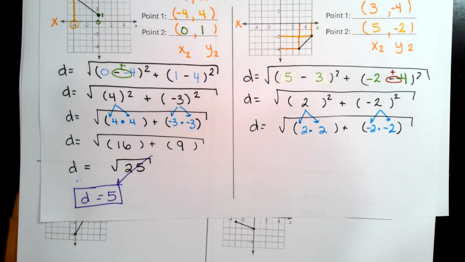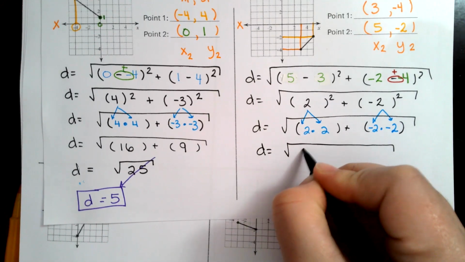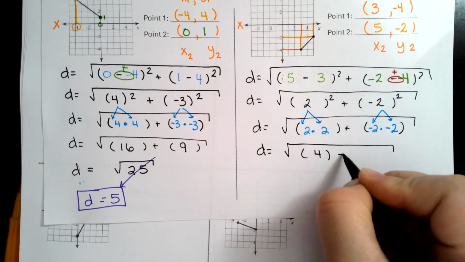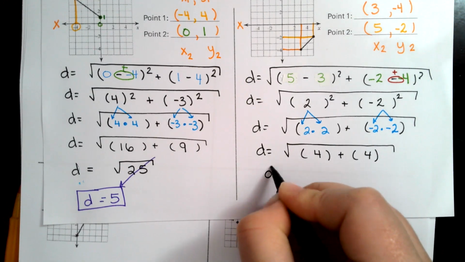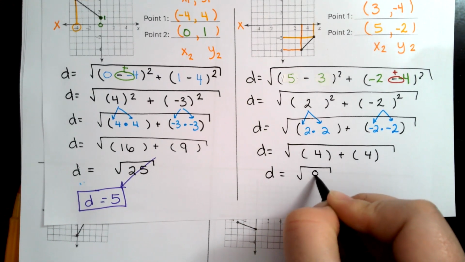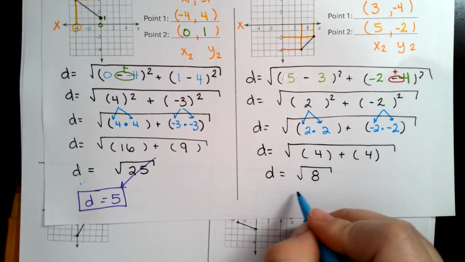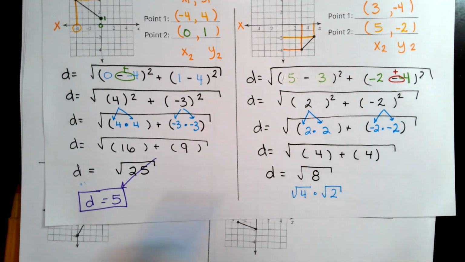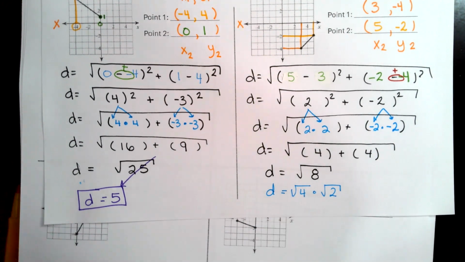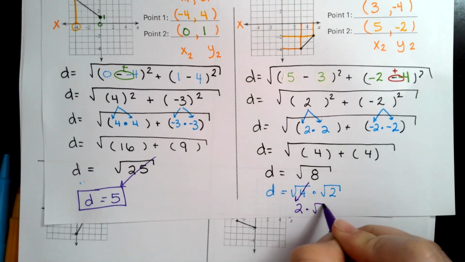Okay, let's go ahead and multiply. 2 times 2 is 4, and negative 2 times negative 2 is still a positive 4. 4 plus 4 is 8. Again, all of this is inside the radical, still inside the square root. And then here we need to rewrite 8 as 4 times 2, so square root of 4 times the square root of 2. And then now we're evaluating the square root of 4 as 2, so we get 2 times the square root of 2.